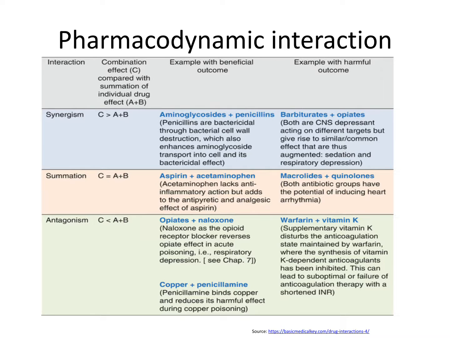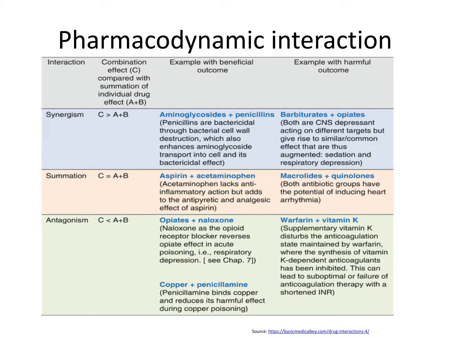Another case of pharmacodynamic interaction is antagonism. Antagonism is when one drug opposes the effect of the other. In that case, if you give A and B, then their resultant effect C will be less than A plus B. One example is opiates and naloxone. Naloxone, as an opioid receptor blocker, will reverse the effect of opioid drugs in acute poisoning, which is why it is used in respiratory depression.